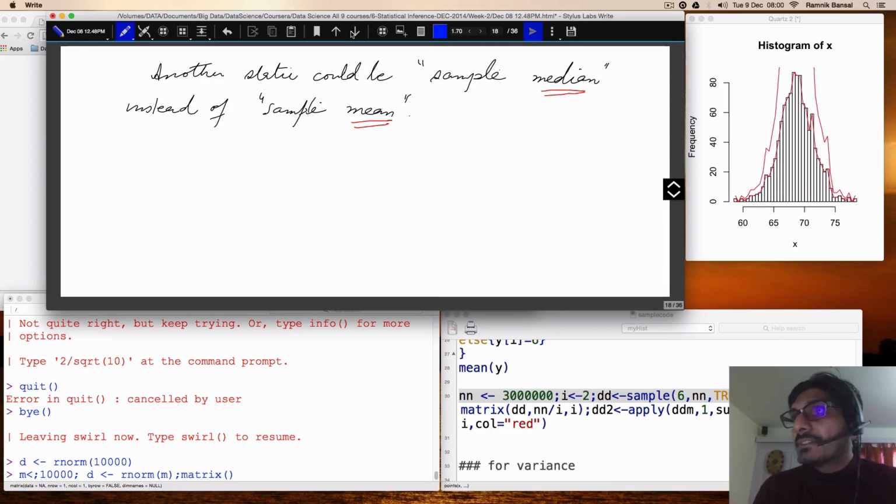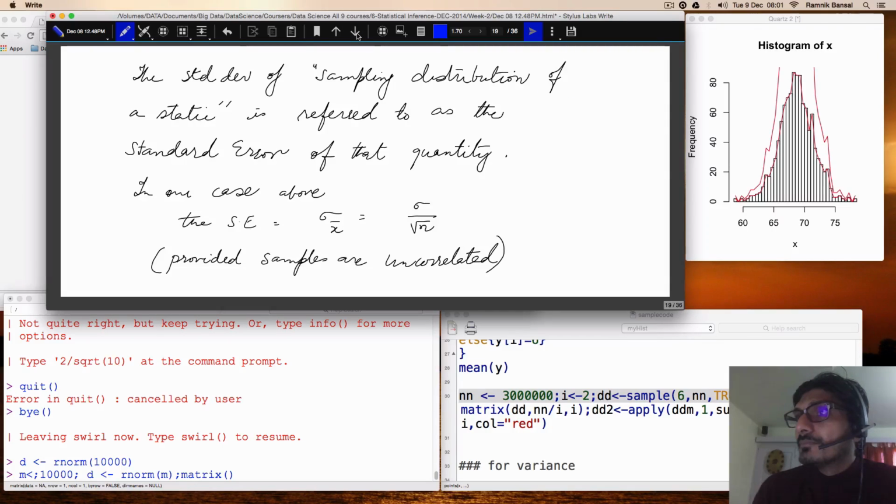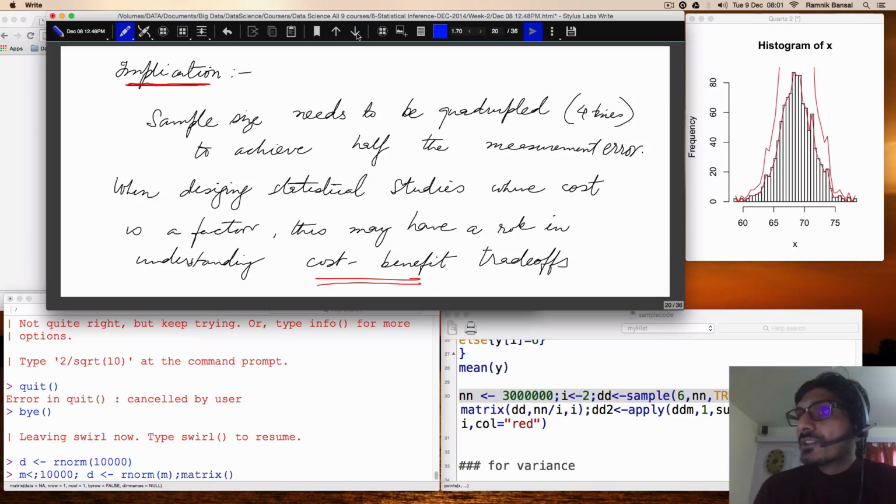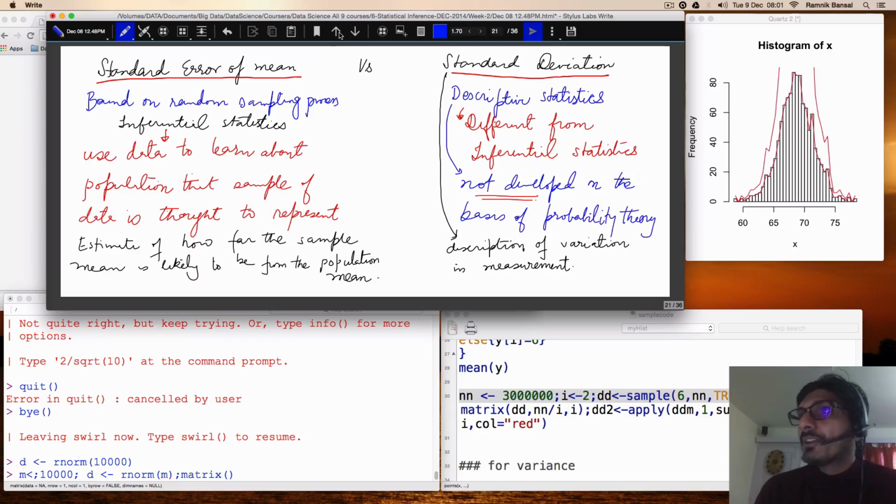Okay, and so now another statistic could be the sample median, where instead of sample mean I'm taking the sample median and using the median to compute everything. So I think we can then stop here.